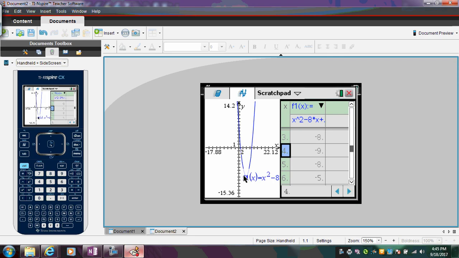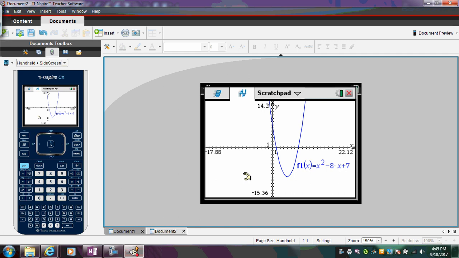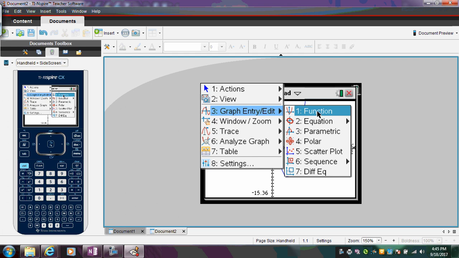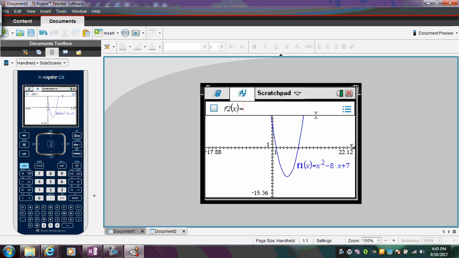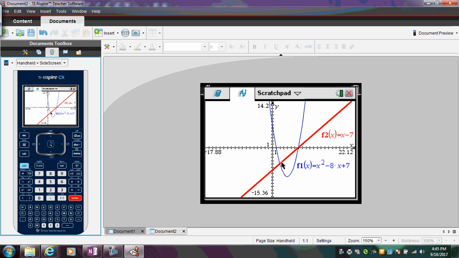So what I need to do, I need to hit Control T to get rid of the table. And then I'm going to go back to Menu, and I'm going to go to Graph Entry, and we're going to do Function. And then we're going to go ahead and type in the second equation. So that was x minus 7. So now you see your graph. You can see your intersections again.